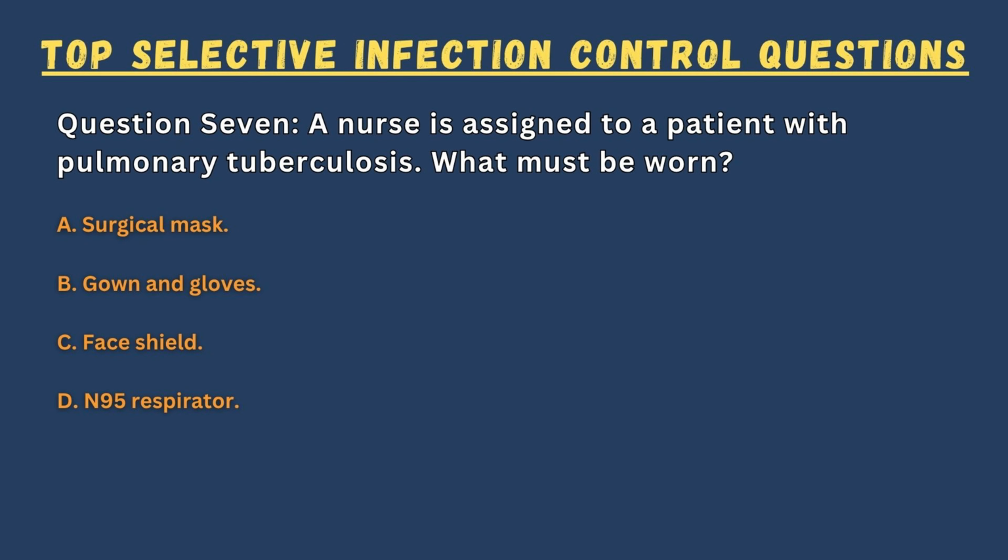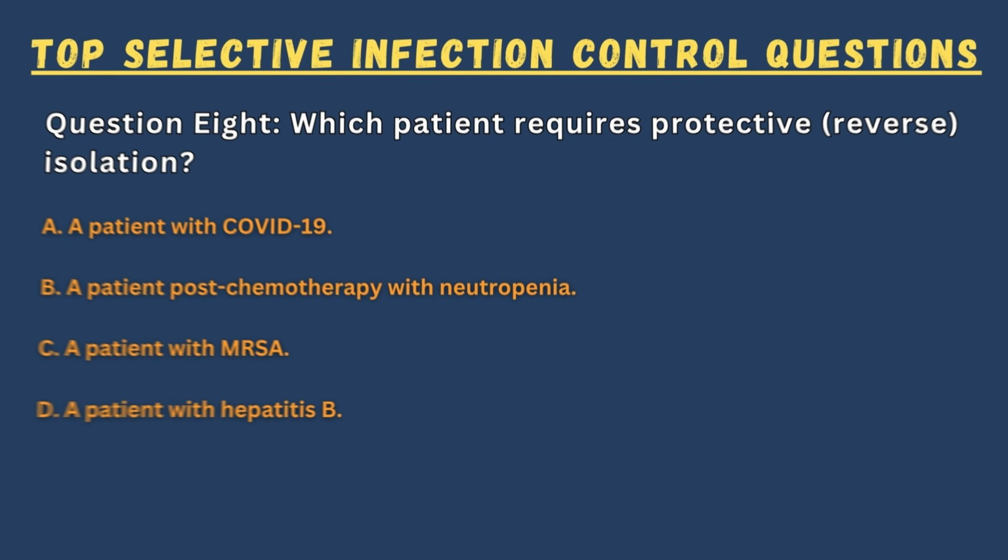Question 7. A nurse is assigned to a patient with pulmonary tuberculosis. What must be worn? A. Surgical mask. B. Gown and gloves. C. Face shield. D. N95 respirator. Answer. D. N95 respirator.